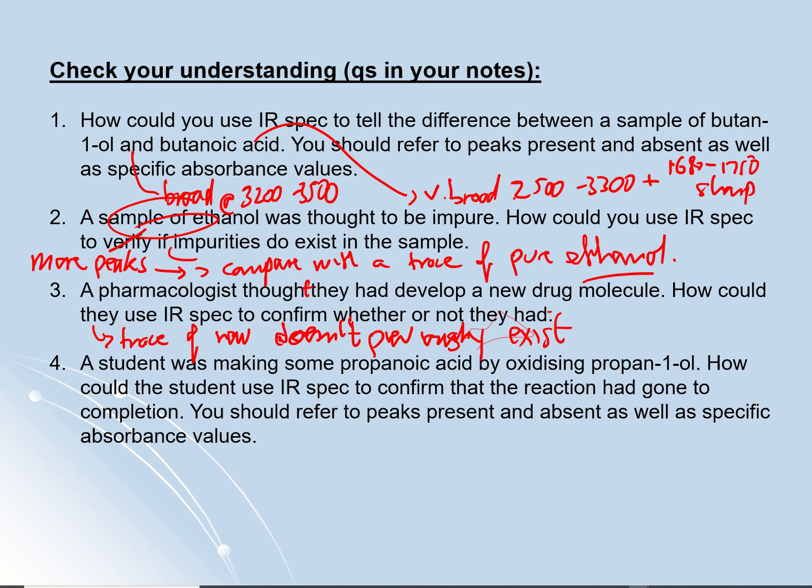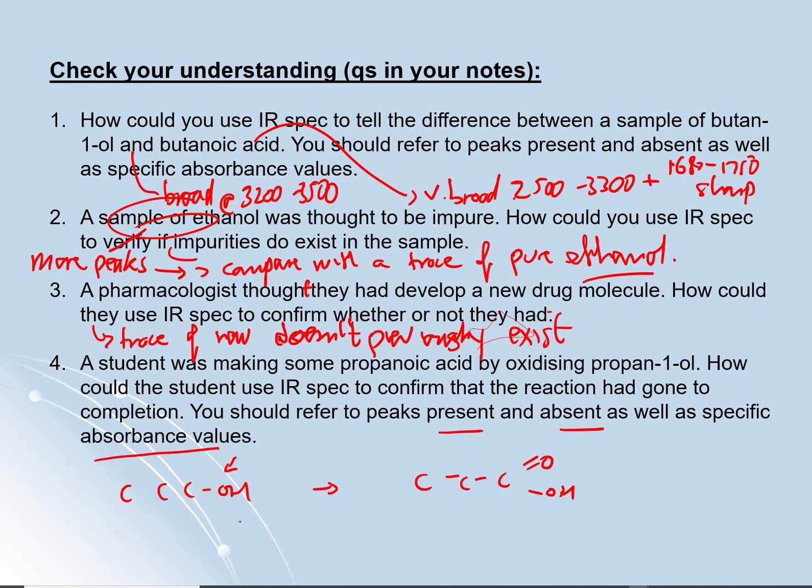Number 4, a student was making some propanoic acid by oxidizing propan-1-ol. How could the student use infrared spec to confirm the reaction had gone to completion? Again, you should refer to peaks present and peaks absent, as well as specific ranges. If we look at propan-1-ol, with the OH group there, when we oxidize it, it goes to propanoic acid. So how can we prove this reaction has gone to total completion? In other words, there's none of this left.